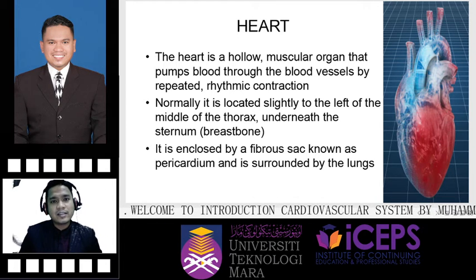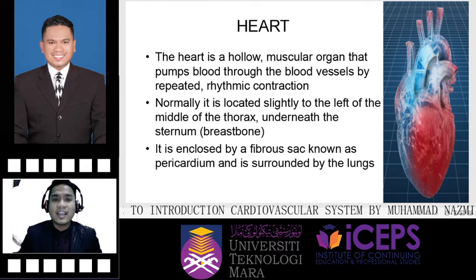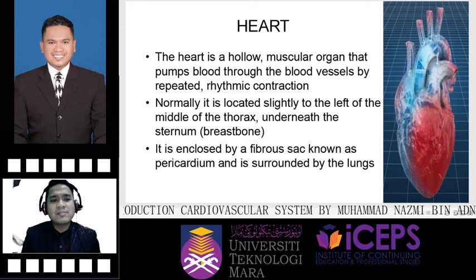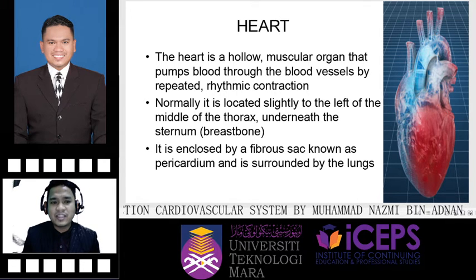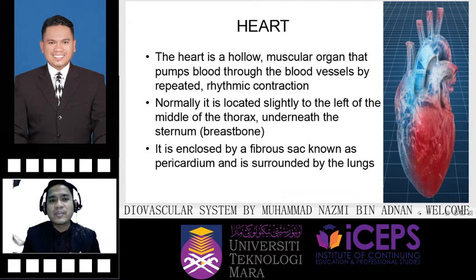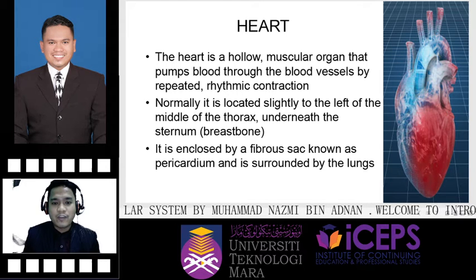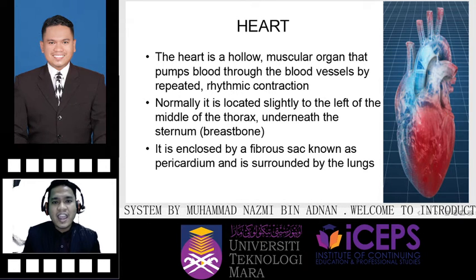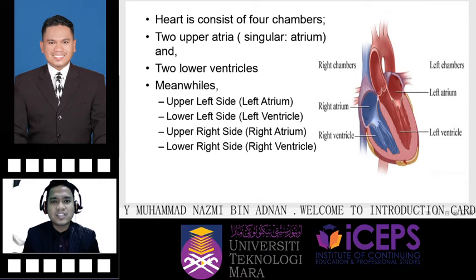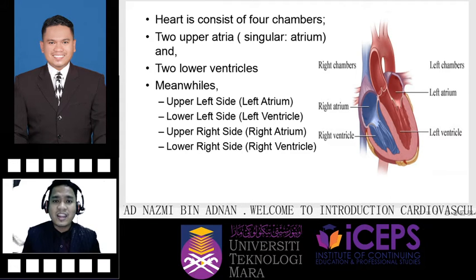So there are three important components in the cardiovascular system. First, heart. The heart is a hollow muscular organ that pumps blood through the blood vessels by repeated rhythmic contraction. Normally, it is located to the left of the middle of the thorax, underneath the sternum. It is enclosed by a fibrous sac known as the pericardium, and it is also surrounded by the lungs. The heart consists of four chambers divided into left and right sides.